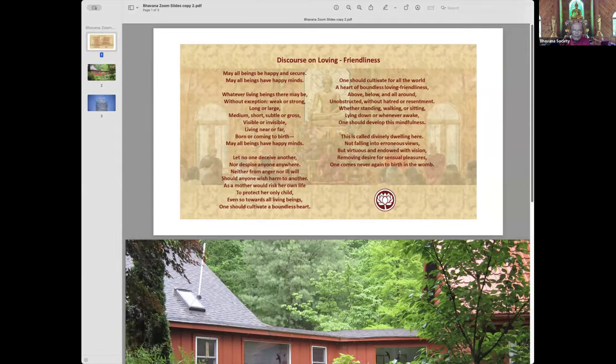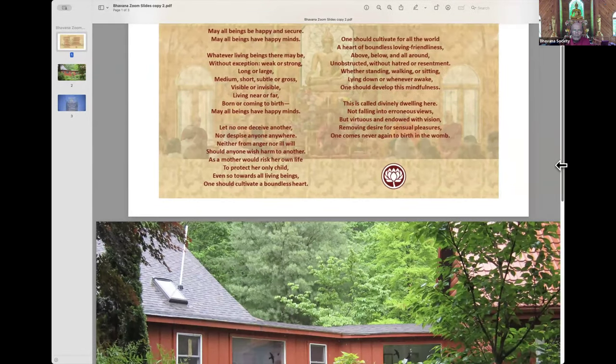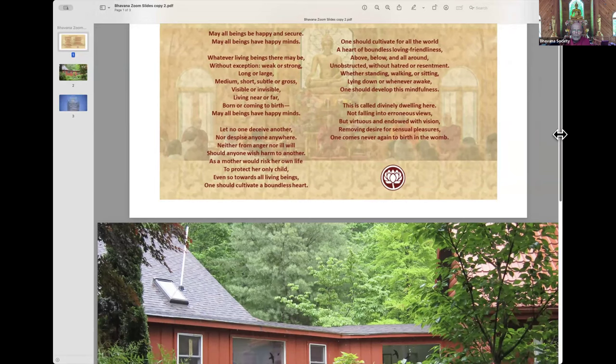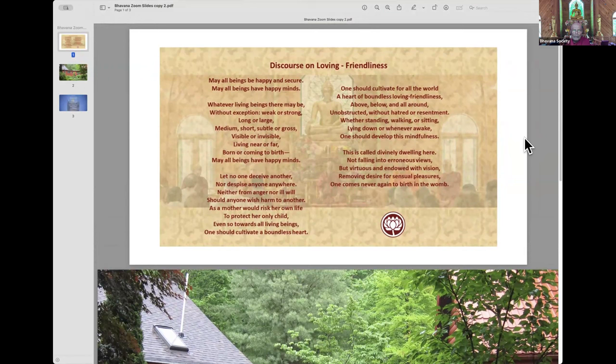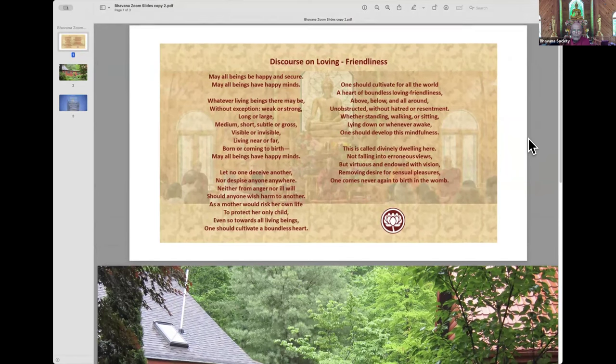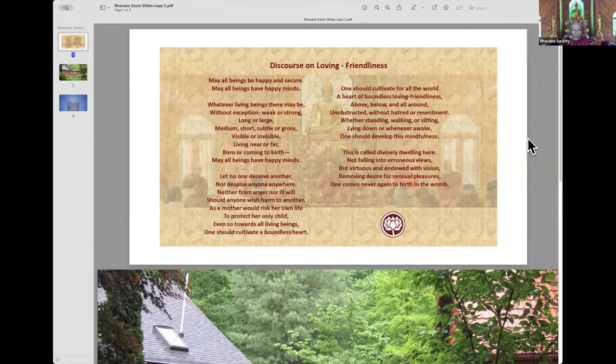One should cultivate for all the world a heart of boundless loving friendliness, above, below, and all around, unobstructed, without hatred or resentment. Whether standing, walking, sitting, lying down, or whenever awake, one should develop this mindfulness. This is called divinely dwelling here. Not falling into erroneous views, but virtuous and endowed with vision, removing desire for sensual pleasures, one comes never again to birth in the womb.